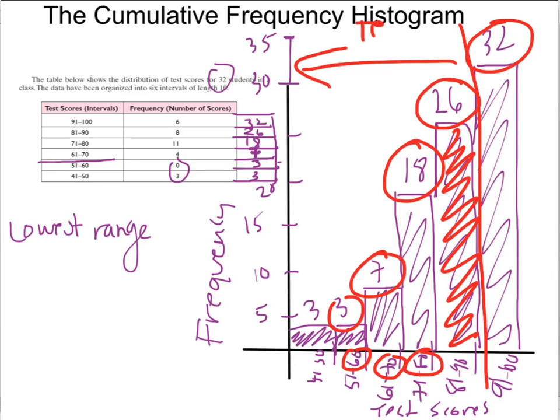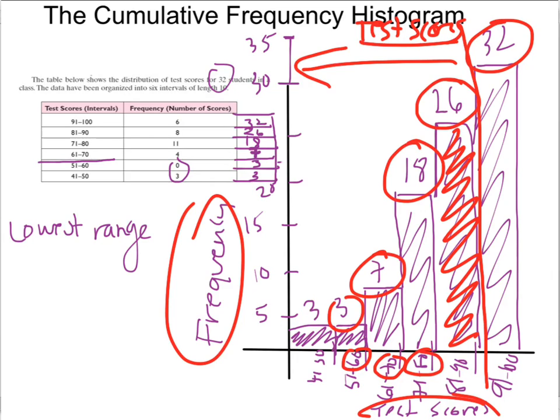And I should have titled this test scores. Okay, a good graph has a title on the x-axis, the y-axis, and the top. And actually, for frequency, you could have been more specific and written number of students.